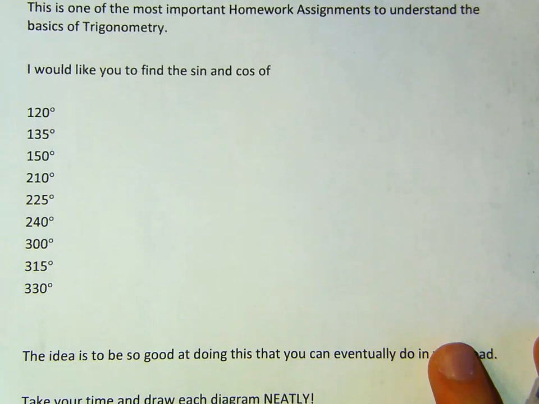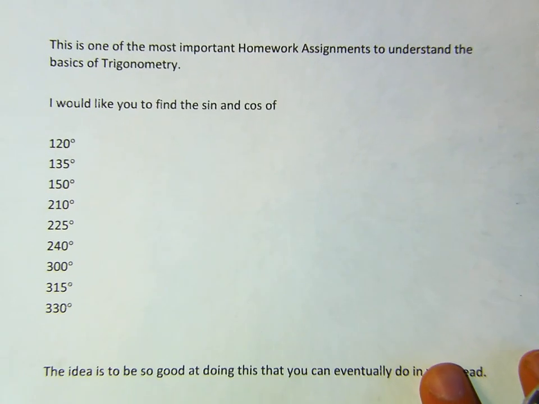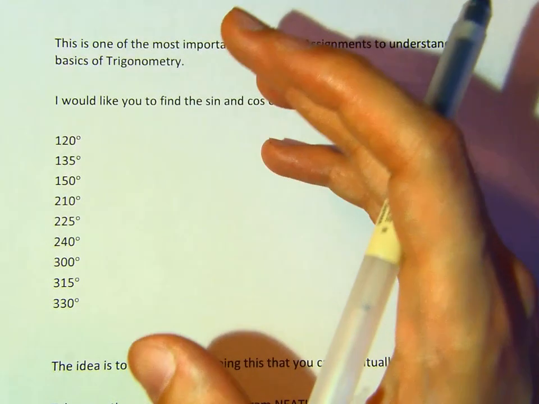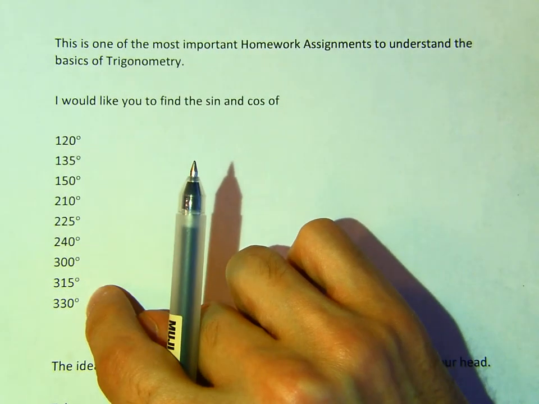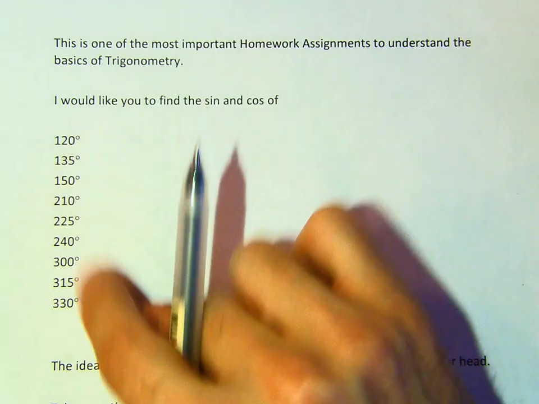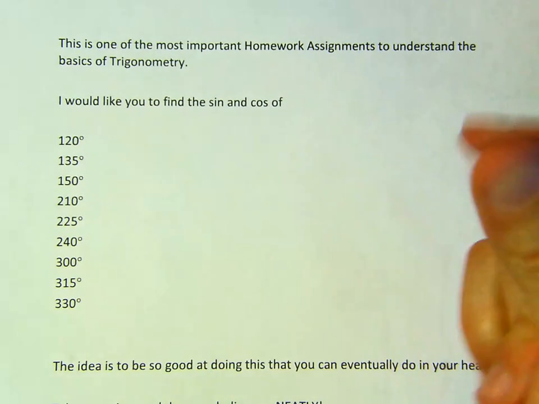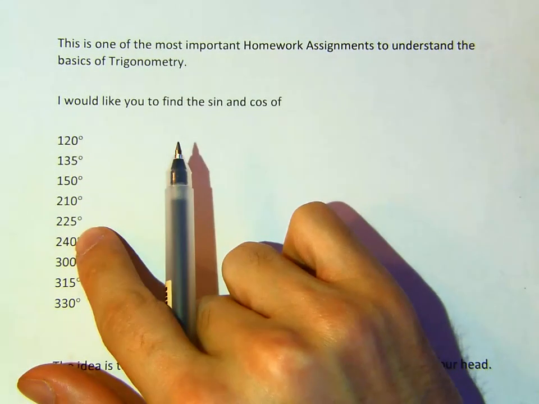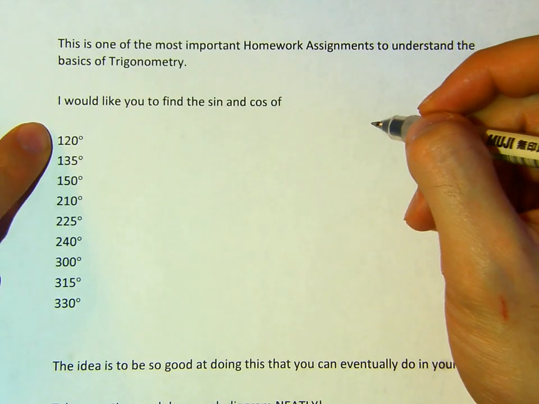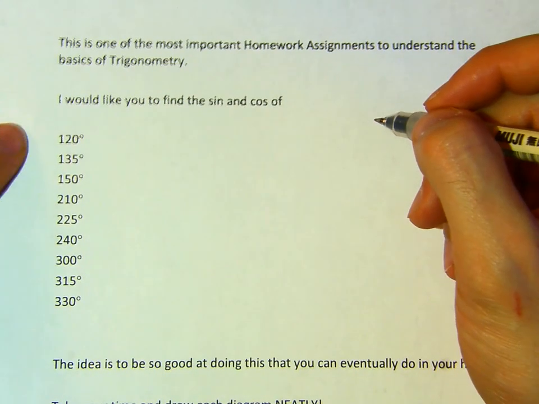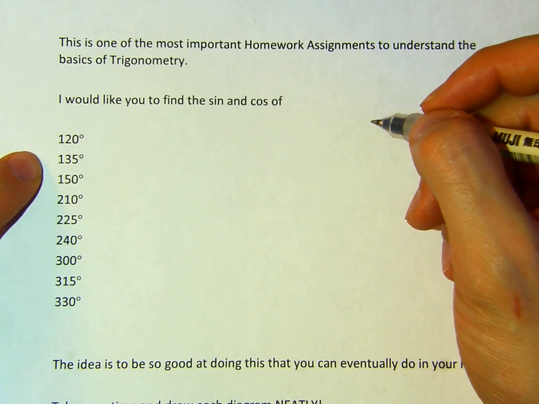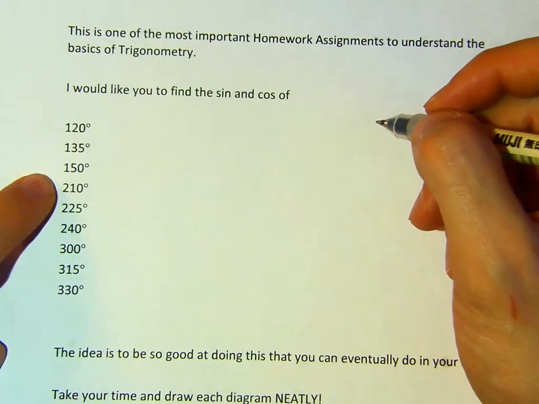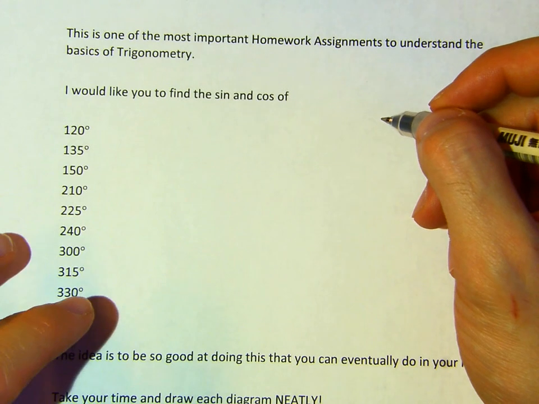For homework, what I want you to do is try and find, like, the basic of trig is you have to be solid with this. In pre-calculus and AP calculus, you have to know these rapido. Okay, so what I want you to do is take your time, but I want you to find sine of 120, cosine of 120. Sine of 135, cosine of 135. Sine of 150, cosine 150. I want you to find sine and cosine for all of these.